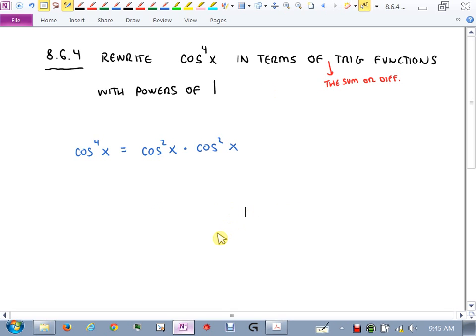So far, I've rewritten it. I still have a product. I still have squared and squared. Do y'all agree this is cosine of the 4th, though? Yes? All right. Now, cosine squared, though, I can power reduce, can't I? What's the formula to power reduce cosine squared x? Well, 1 plus cosine 2x over 2, right? The formula I just gave you?